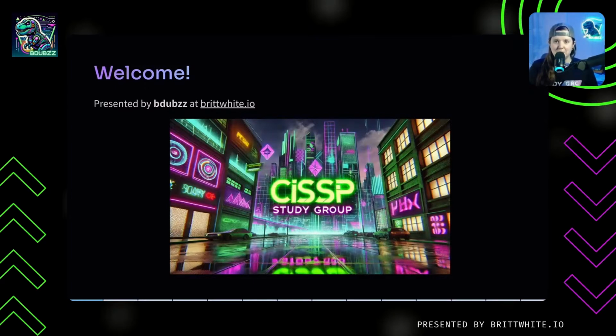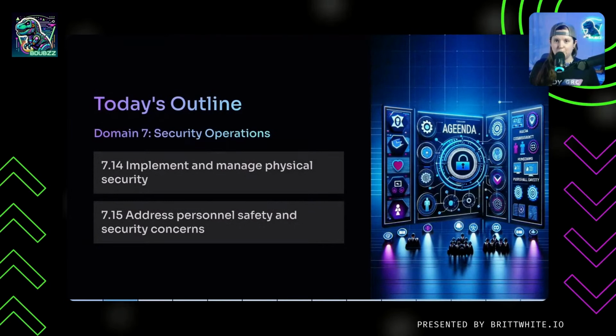Today we're wrapping up Domain 7. Finally! This domain covers the practical aspects of our day-to-day security operations. Everything from investigations and monitoring to essential security controls. So let's dive in. Today we're covering two key objectives, 7.14, implement and manage physical security, and 7.15, address personnel safety and security concerns. These objectives focus on physical security and personnel safety, practical, real-world topics that directly impact organizations.